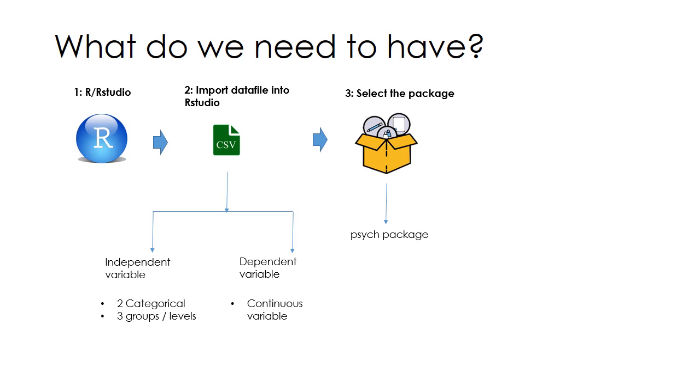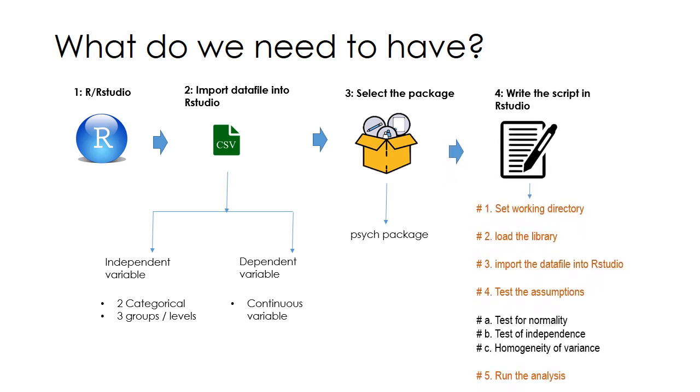So once you have your Rstudio and have imported your data into R, next you have to select an appropriate package to run the analysis. In this case we are still using the psych package. And then the fourth step is you have to start writing the R script in order for Rstudio to run the analysis.